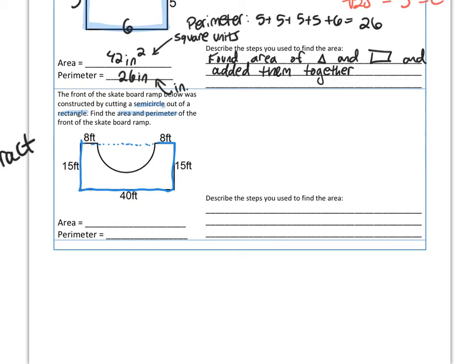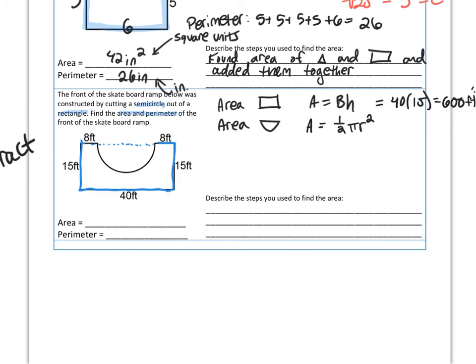So since I know I have a rectangle and a semicircle to think about, let me write down my formula for those two shapes. Cool, it's going to be easy to find the area of the rectangle. I can see that my base is 40 and my height is 15, so I just need to multiply 40 times 15. The semicircle may be a little bit trickier because I can't see the radius right away. How do you think I could find the radius?